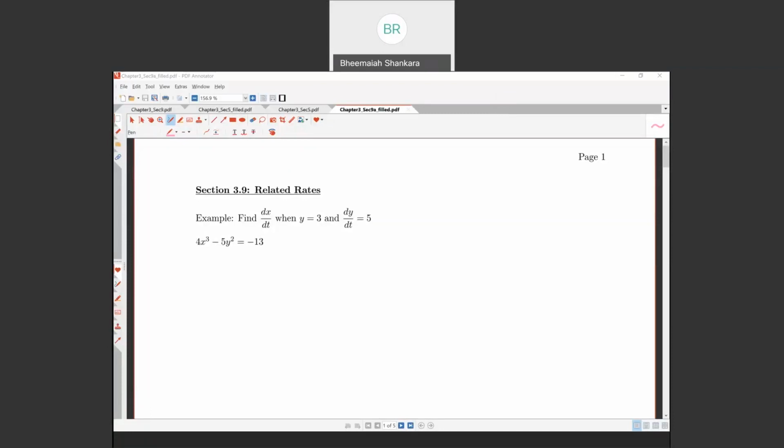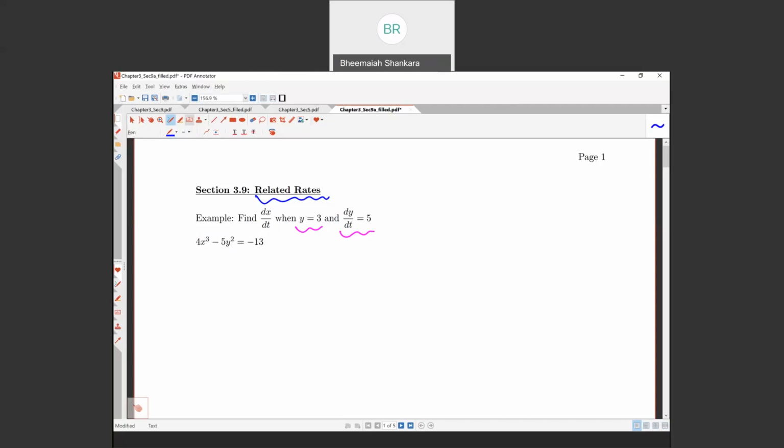In this section, we will learn about related rates, the word problems on the applications of differentiation and the derivatives. Find dx over dt when y is 3 and dy over dt is 5. So you're given an expression here: 4x cubed minus 5y squared equals negative 13.